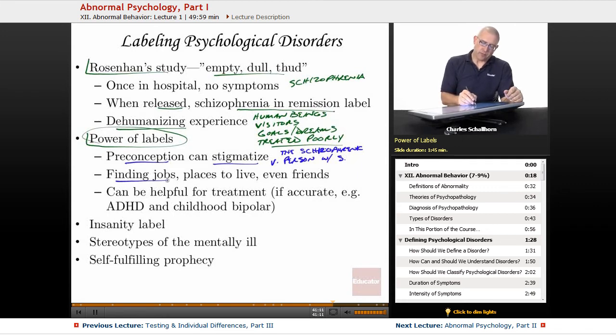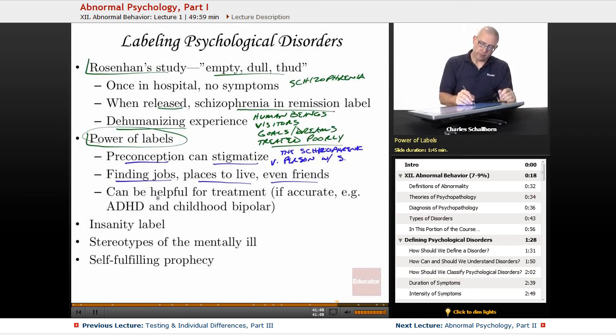Because with the labels, people will have trouble finding jobs. "What's that gap in your resume about?" "Well, I spent a year and a half in the local mental hospital." "Oh, really? Okay, thank you. We don't have any jobs right now." They struggle to find places to live, and of course, struggle to find friends. There is a very, very strong stigma in our culture about mental illness because we don't know very much about it. We tend to be afraid of it. And because people who have mental illnesses are different, we fear that difference, and so we want to just push it away.